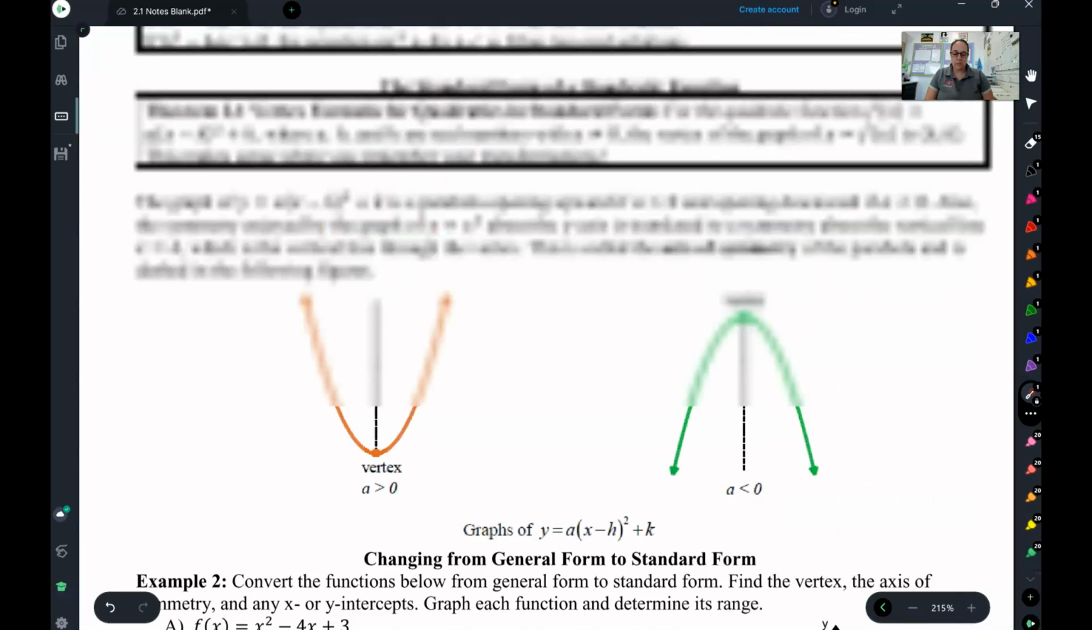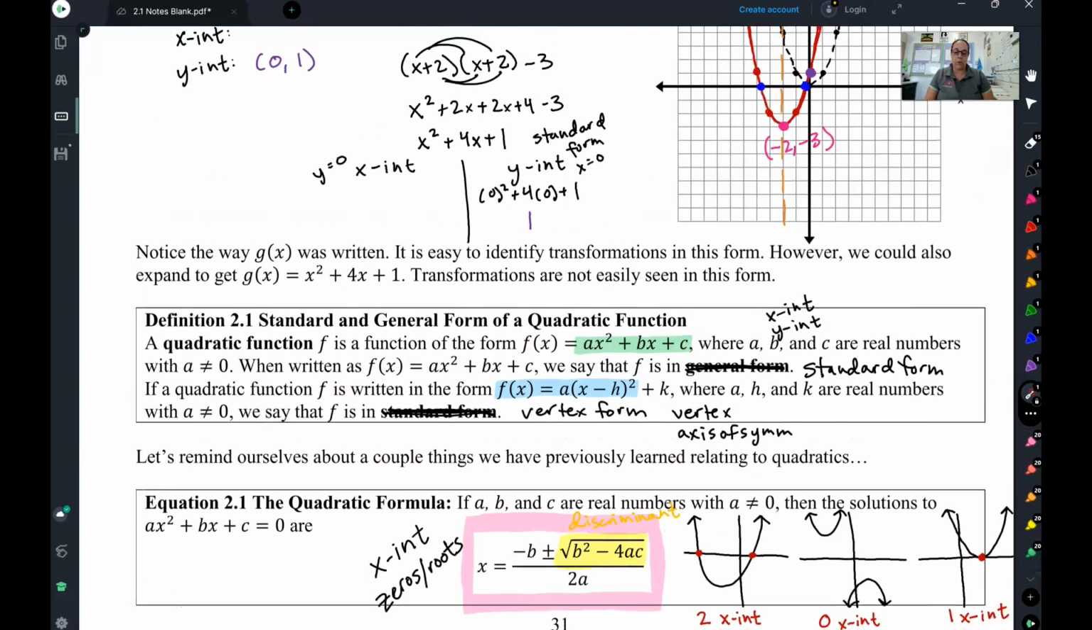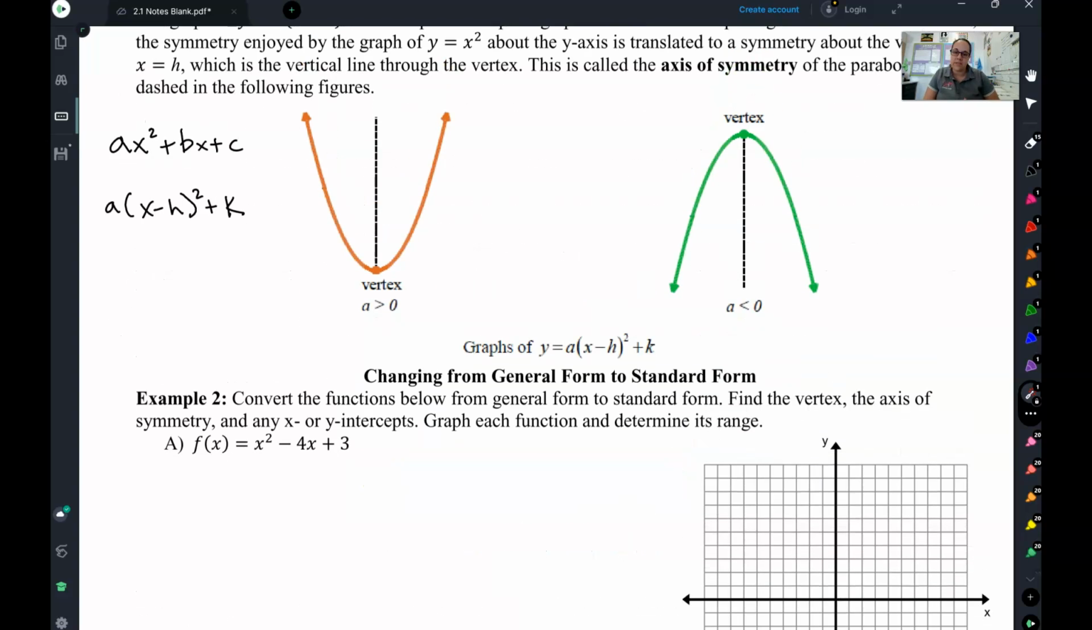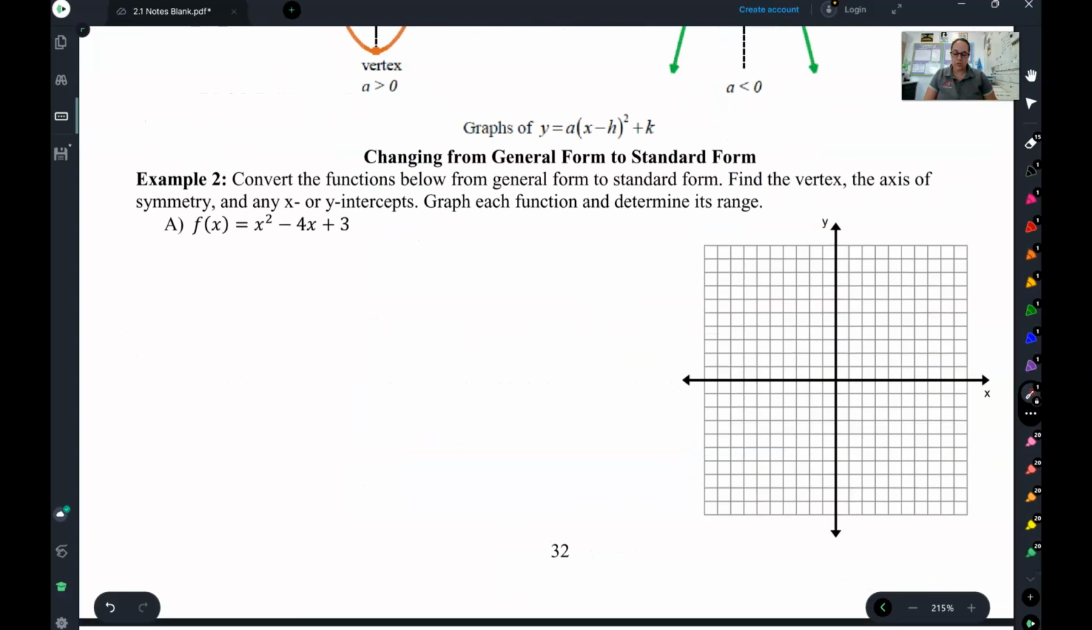So that should be everything we need to know about parabolas. For the rest of the videos, we're going to put all this information together and do some practice problems where we're actually finding vertex, axis of symmetry, x-intercepts, y-intercepts, and graphing the parabola. So that's what we'll do next.